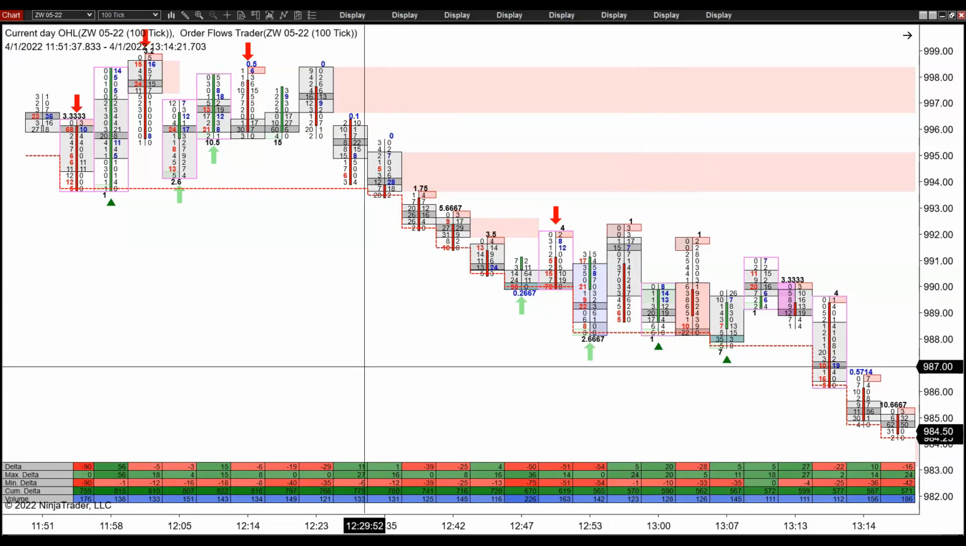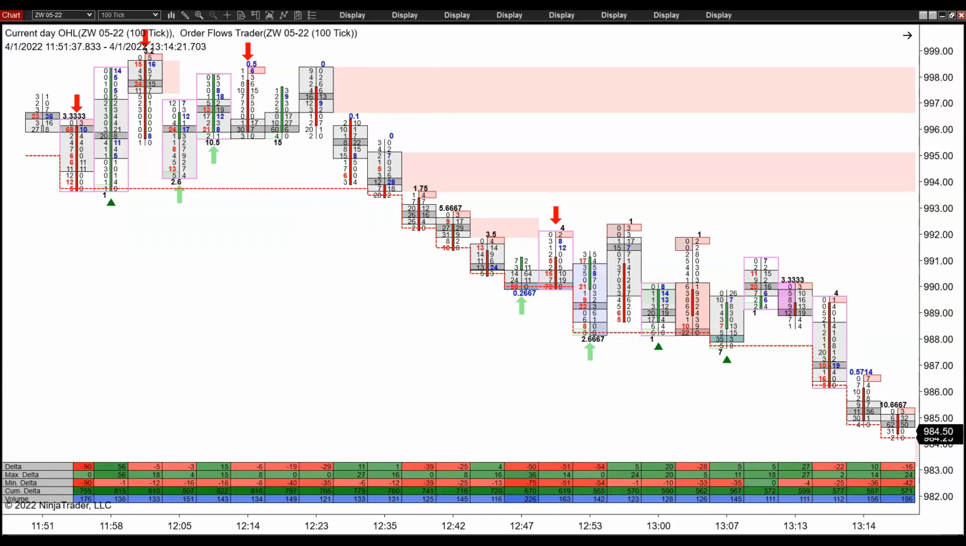On markets that are liquid, sometimes it's best to go to either a range-based chart or a tick-based chart. That's just my opinion.